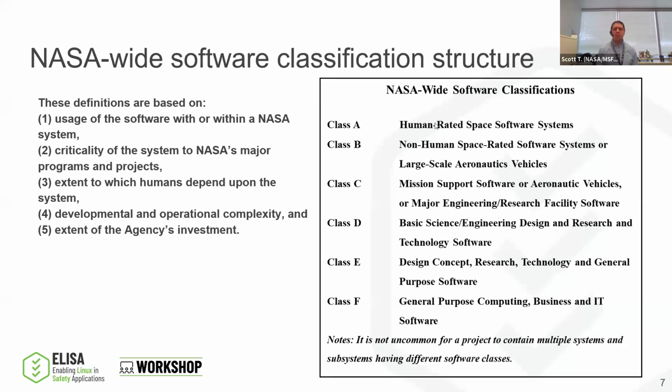I am going to note it is not uncommon for a project to contain multiple systems and subsystems having these different software classes. So you're going to have to look at it and say, well, our human rated aspect, we may have that, but then you may have a little thing on the side that says, okay, I'm just displaying a little bit of information. It's not going to control a system. It's not going to go through anything else. So we can have that kind of broken up.